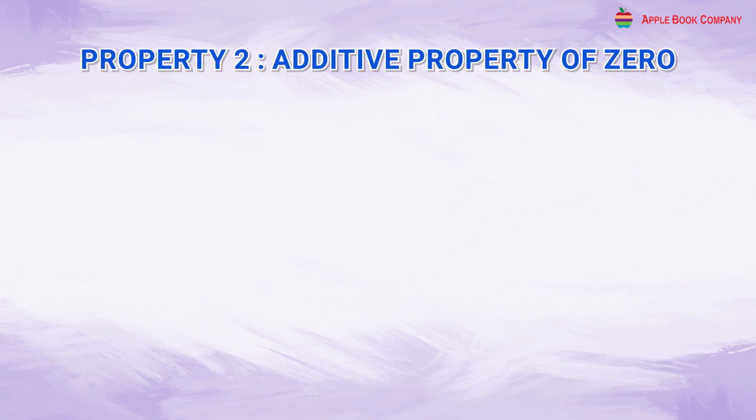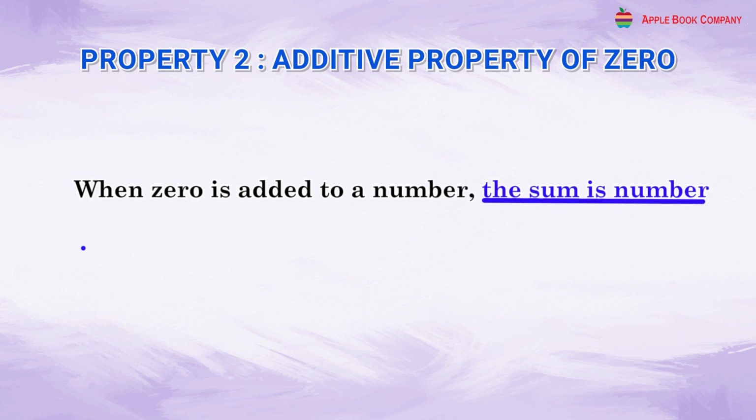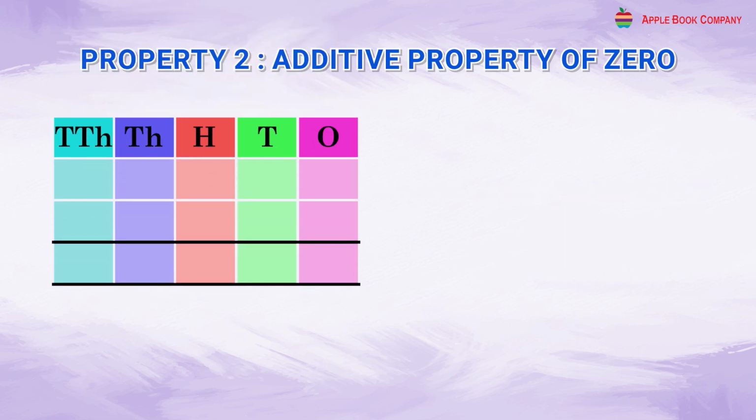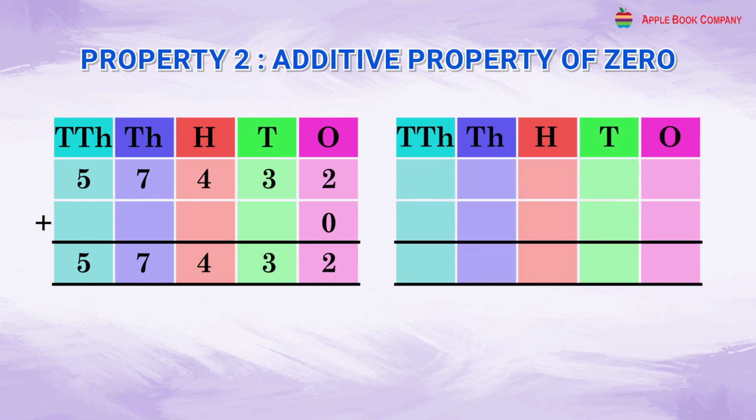Property 2: Additive property of 0. When 0 is added to a number, the sum is the number itself. Example, 57432 plus 0 is 57432. Here, when we add 2 with 0 on the ones place, it's 2 only. Similarly, 0 added to 57432 is also 57432.